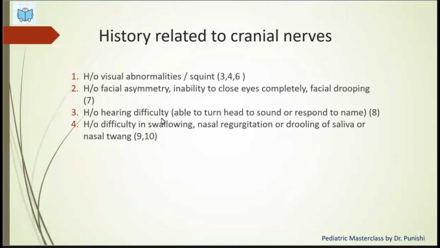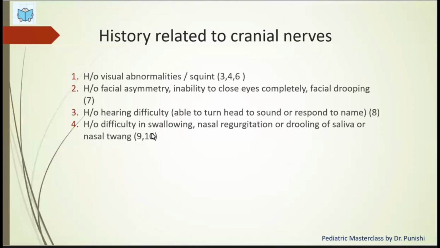History of hearing difficulty. So whether the child is able to turn the head to the sound or respond to the name, to look for the eighth nerve, and history of difficulty in swallowing, nasal regurgitation, nasal twang, drooling of saliva, etc. for the ninth and 10th cranial nerves. When you have involvement of the lower cranial nerves, like seen in pseudobulbar palsy, the pseudobulbar palsy happens when there's involvement of the corticobulbar tracts.